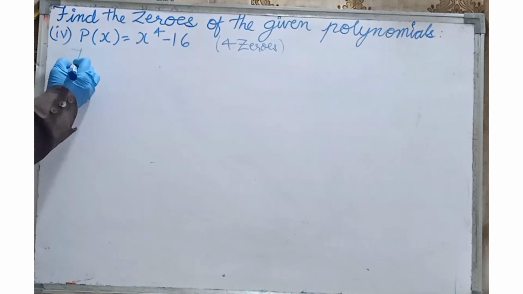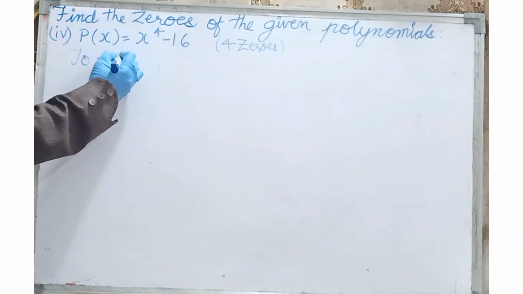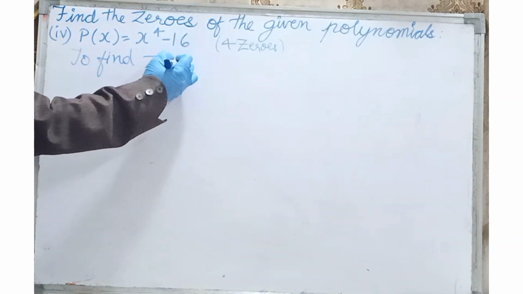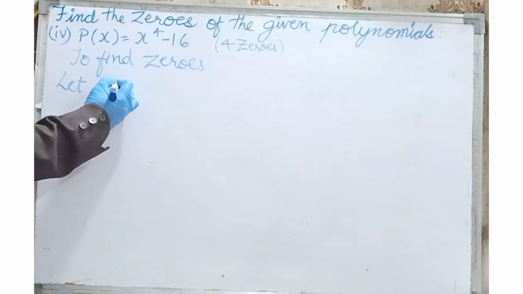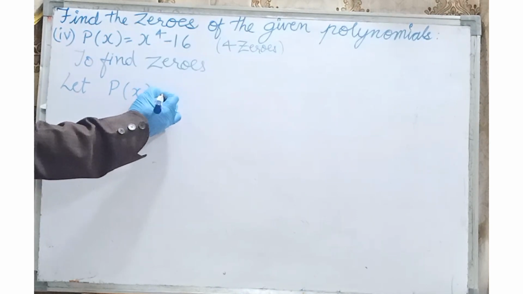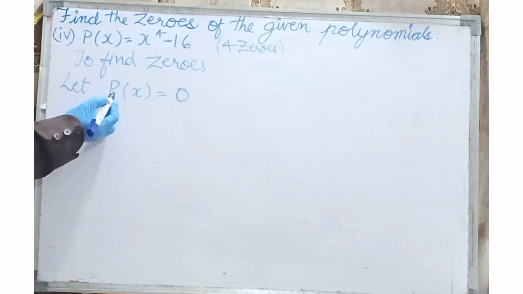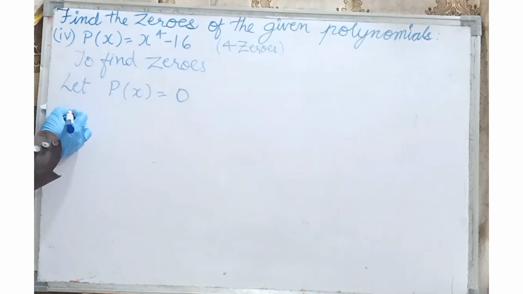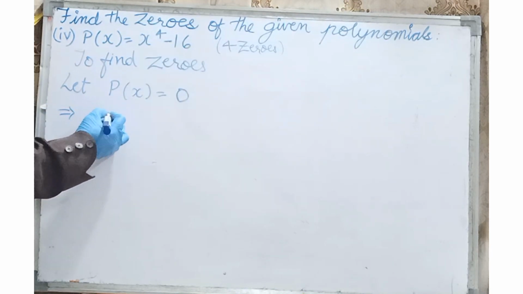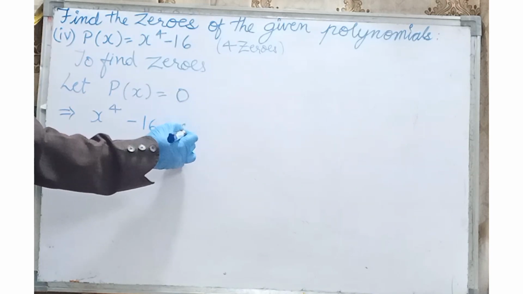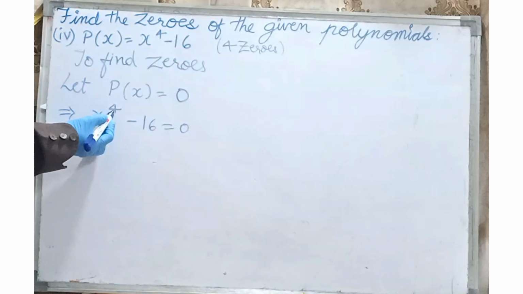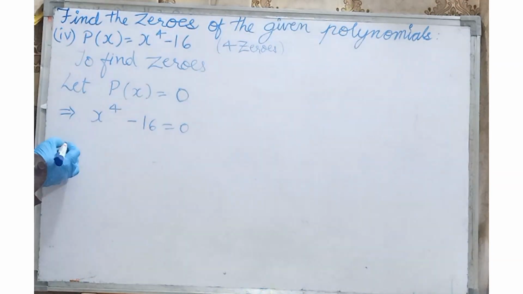To find zeros, let p of x is equal to 0. That is, what is p of x? p of x is x power 4 minus 16 is equal to 0. So this power 4 we can write like this.